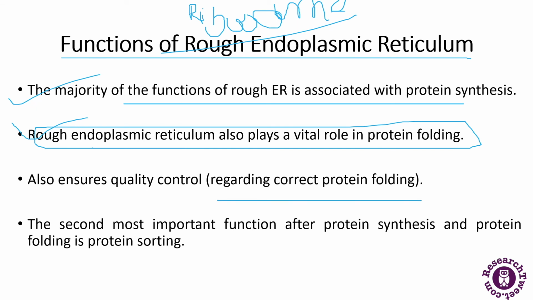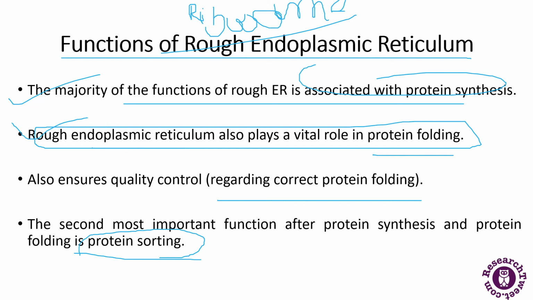When the protein is being folded, the main role of the rough endoplasmic reticulum comes in, that it is done in a controlled, quality-control way, and the folding of the protein should be correct. The second most important function after protein synthesis and protein folding is protein sorting. So the most common things in the rough endoplasmic reticulum are protein synthesis, protein folding, and protein sorting. The ribosomes present on the rough endoplasmic reticulum help play the role of protein synthesis.